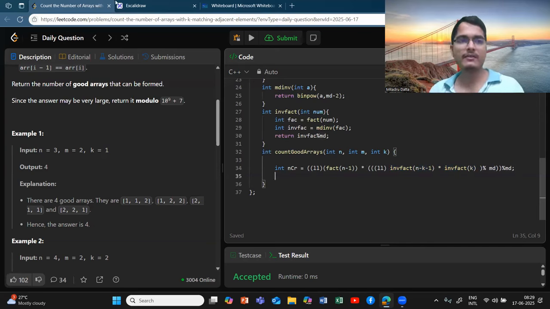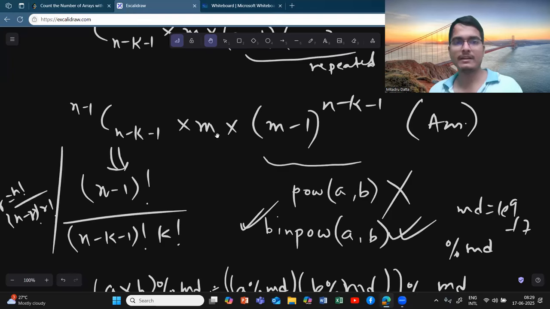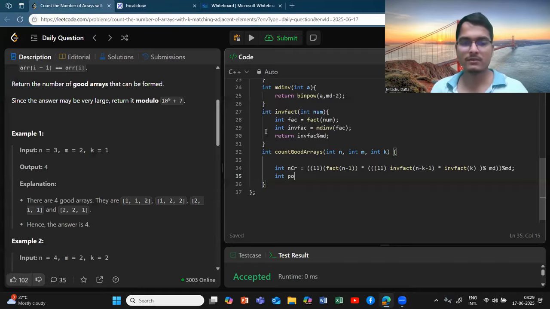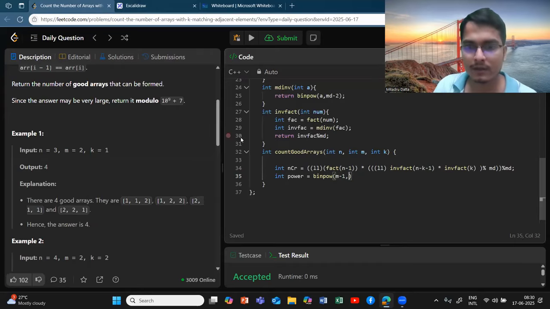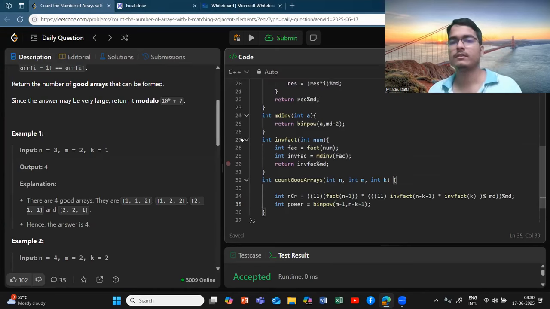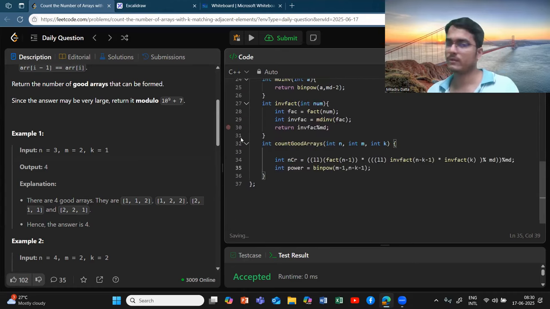I have the NCR ready with me. I need M and M minus 1. There is nothing, so I just calculate this power value. It's nothing but binary exponentiation of a to the power b. I need to write a to the power b, m minus 1, n minus k minus 1. I have this also.